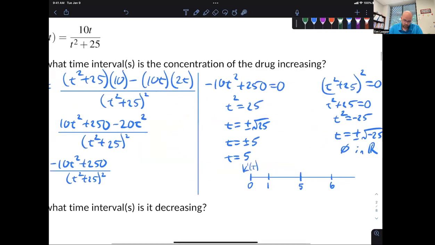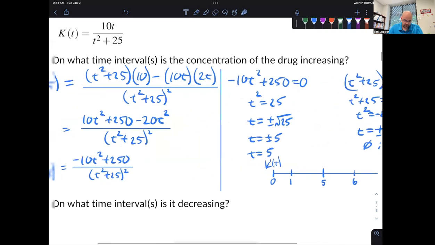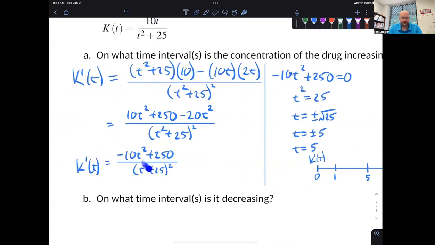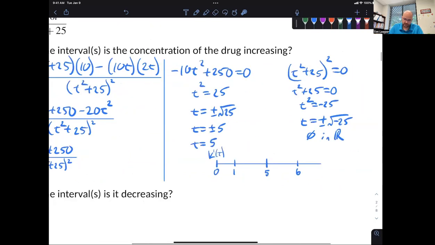Now, plugging 1 into the derivative, it's going to be positive. That is negative 10 plus 250 is 240. And that's a positive down here. So it's a positive over positive, which gives us a positive. So it's going to be going up from left to right there. And then if you plug in 6, it will give you a negative and you'll go down.